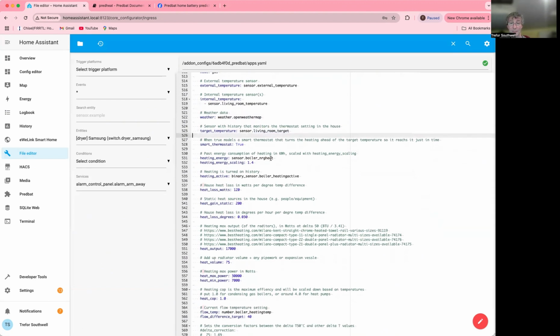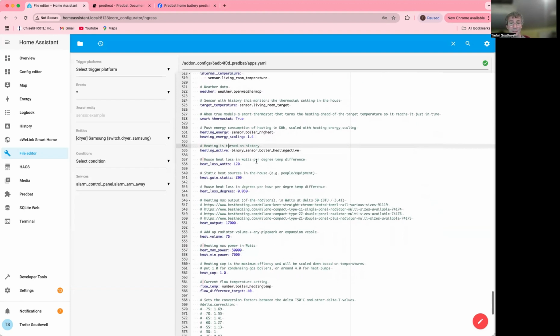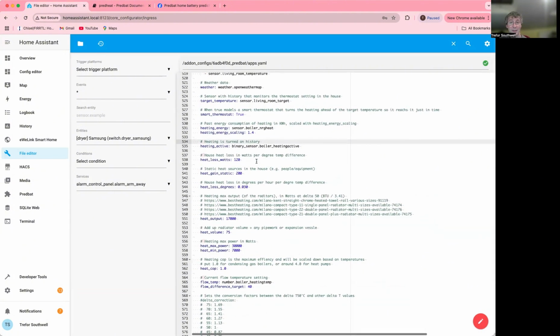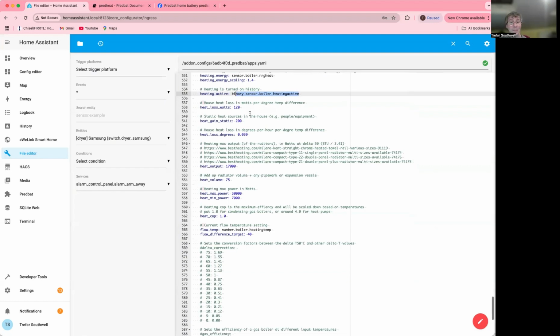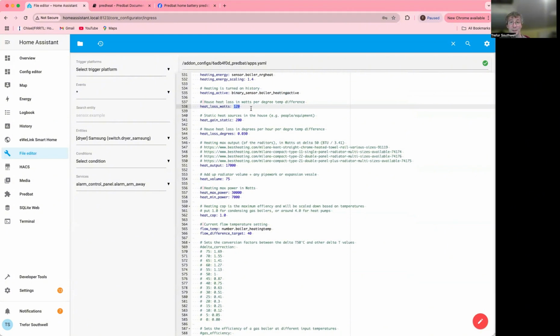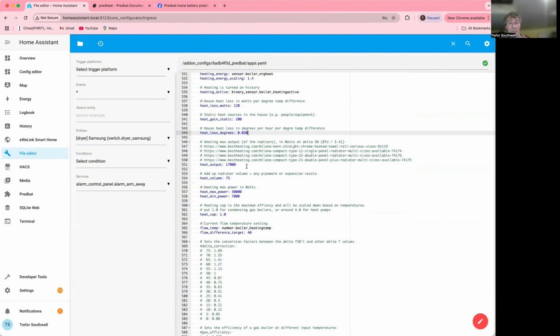It's a smart thermostat. This is my heating energy, which comes from my boiler sensor. I'm scaling it to try and line it up, because I don't think it measures the actual gas consumption very accurately. This is when the heating is active. I've got a sensor, so I can see the history behind that. The house loss is 120 watts per degree of temperature difference. And this is my house loss degrees per degree of temperature difference.